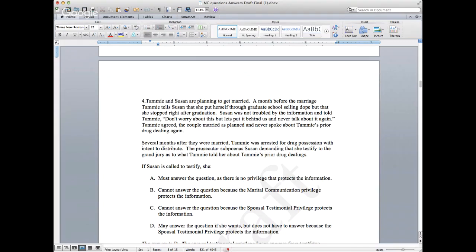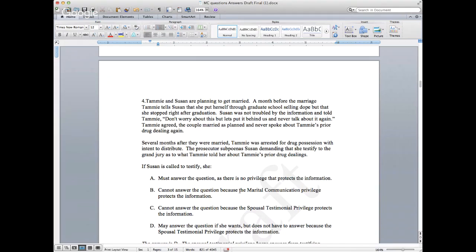Okay, so we're planning to get married. This is now triggering in my mind the marital exception, spousal privilege, and marital privilege. This is something that happened before the marriage, so we're not talking about marital privilege. We're talking about spousal privilege. It's things that happened before the marriage. Susan was not troubled by the information and told Tammy, "Don't worry about this, but let's put it behind us and never talk about it again."